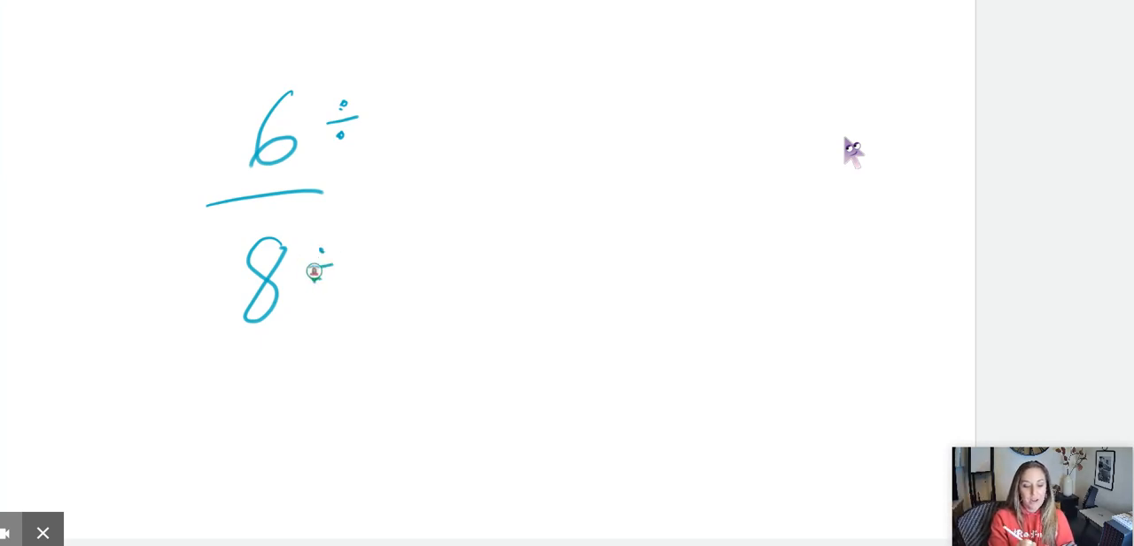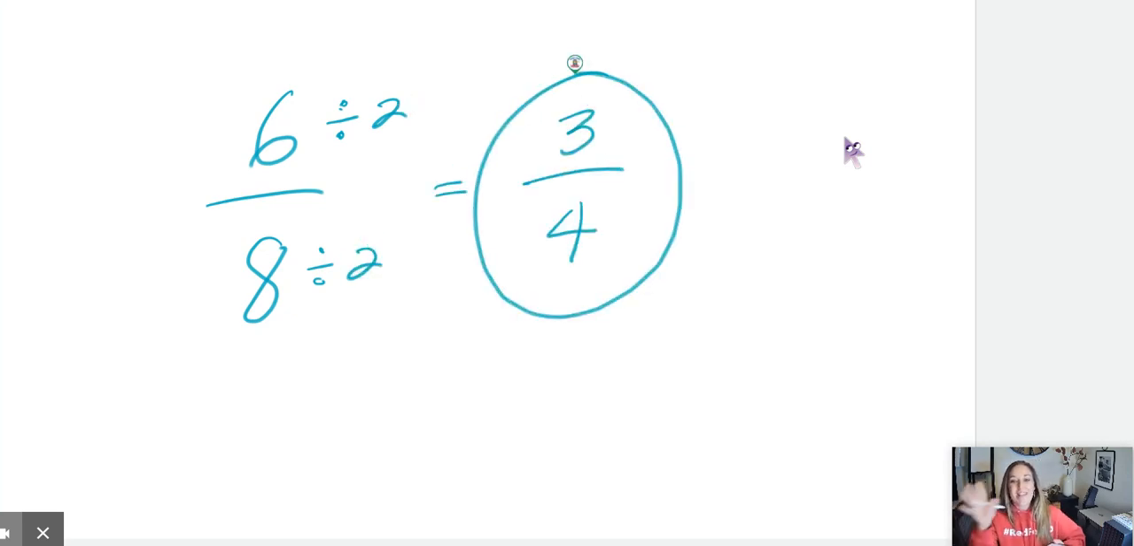So when you divide both of these by 2, you get 3/4. So that is a skill you learn in elementary school that will come back to you when you're finding the slope of a line and even more often than that. But I just love when I can make those connections, especially with my own children.